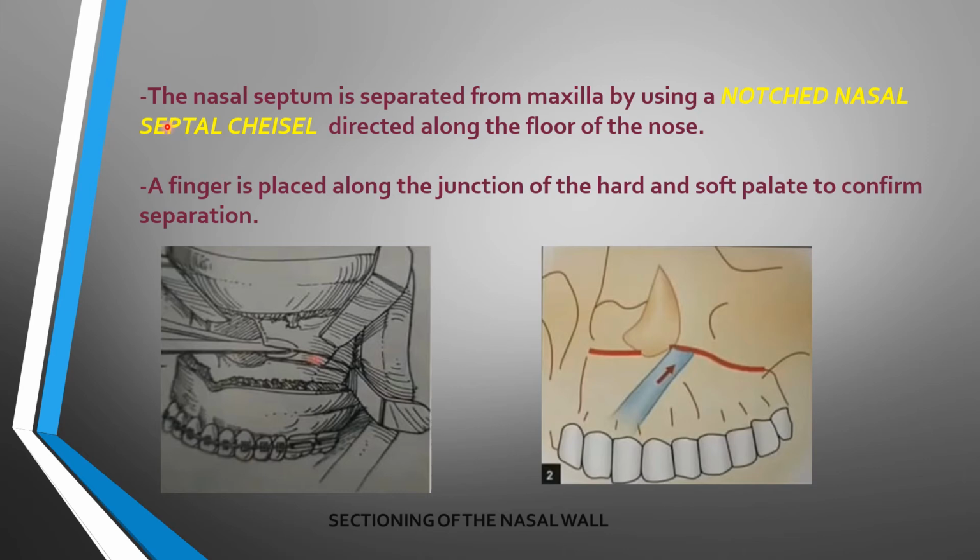After separating the lateral wall of the maxilla, we need to separate the nasal septum from the maxilla by using a notched nasal septal chisel, which is directed along the floor of the nose. So we can see here, this is the notched nasal septal chisel, which is directed along the floor of the nose. A finger is placed along the junction of the hard and soft palate afterwards to confirm the separation, that is, whether the maxilla has been separated or not. We need to confirm this by placing our finger at the junction of the hard and soft palate.